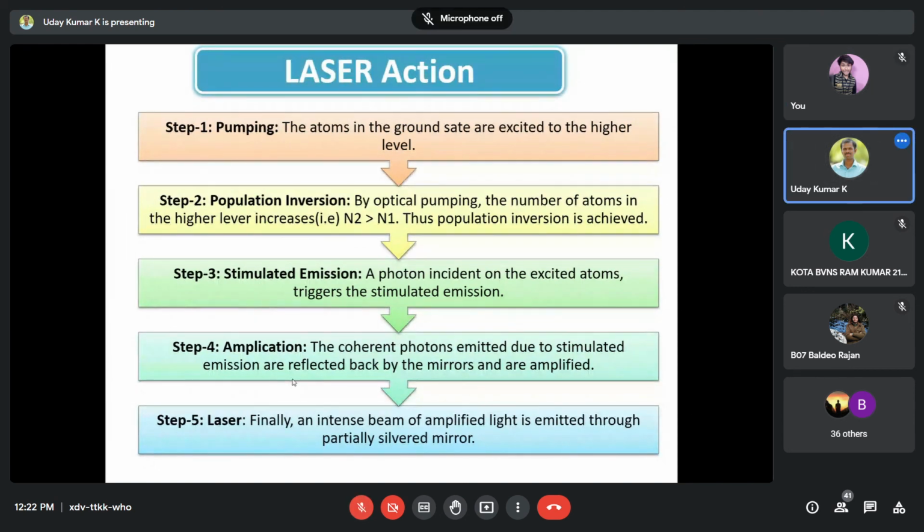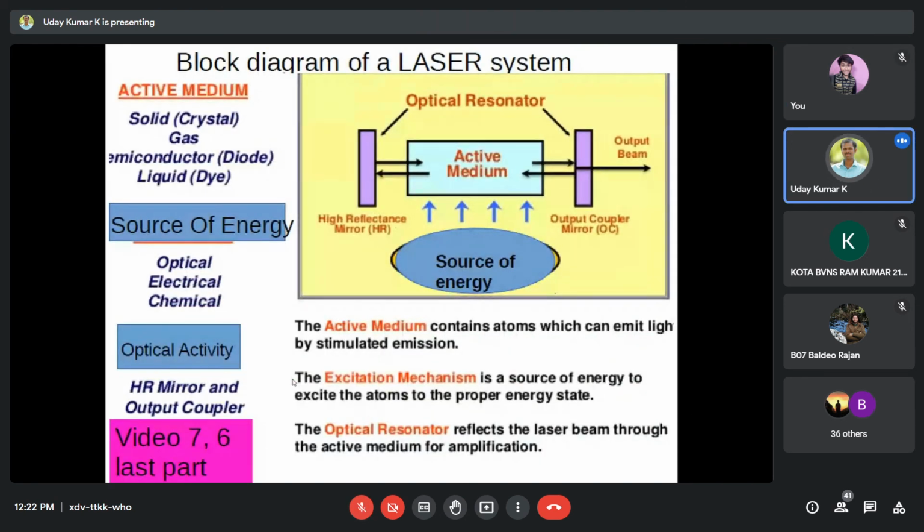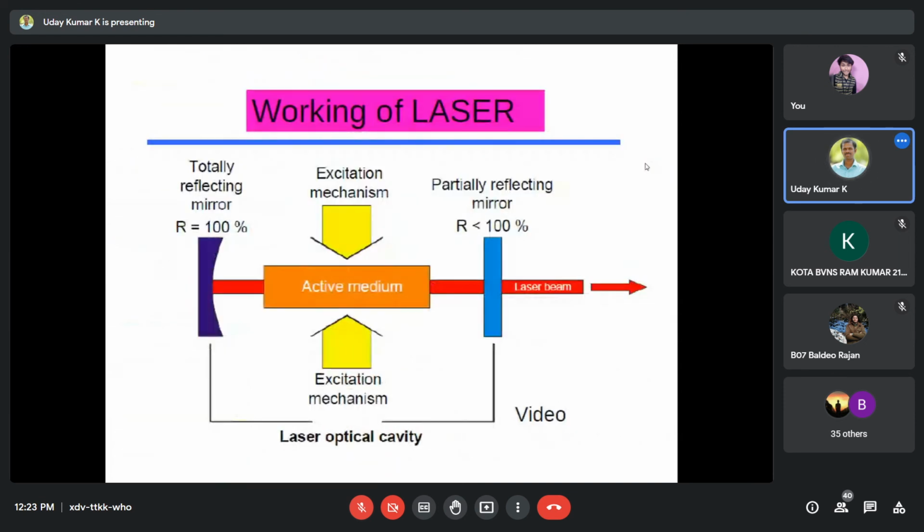Yeah, okay. So this is the block diagram. In general, this is the active medium. These two are optical resonator mirrors. Then you give the source of energy, that is the pumping, to this active medium. Then you get the population inversion here. Once you achieve the population inversion, you give external light again. Then the stimulated emission process takes place. After that you get the amplification process between the optical resonators. After that the laser beam of light comes into the picture. Okay, this is the block diagram.